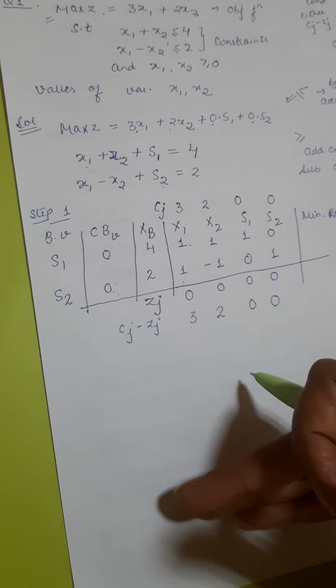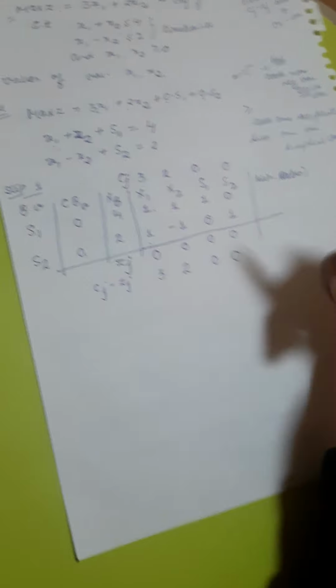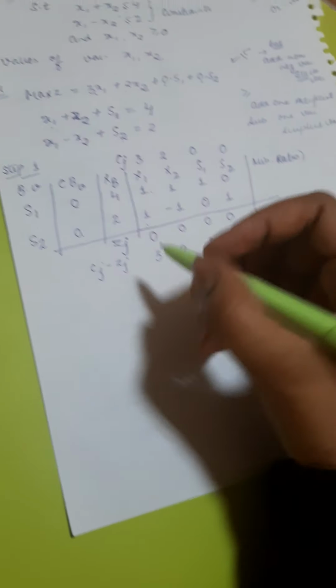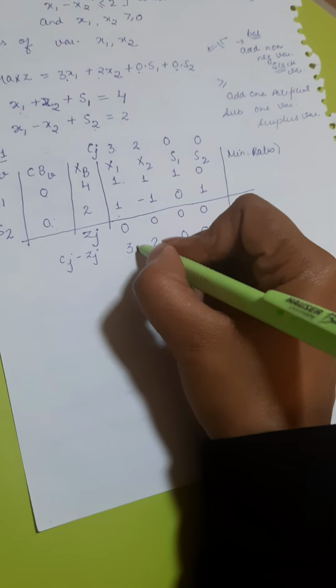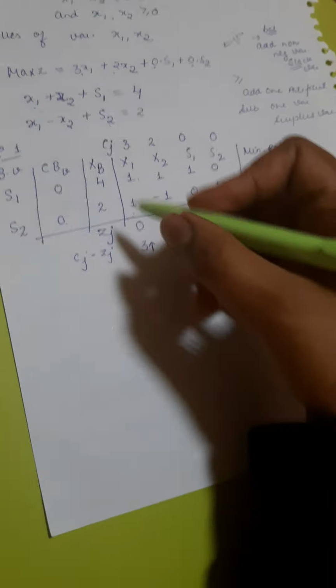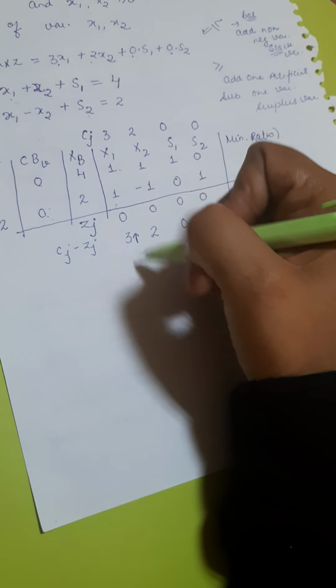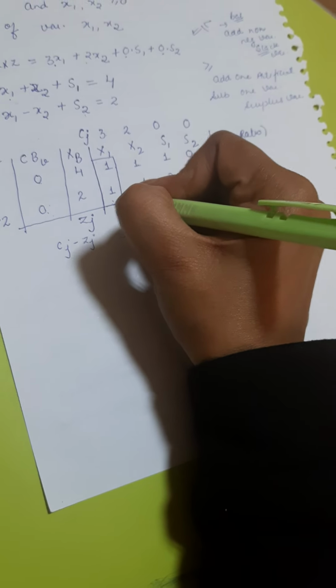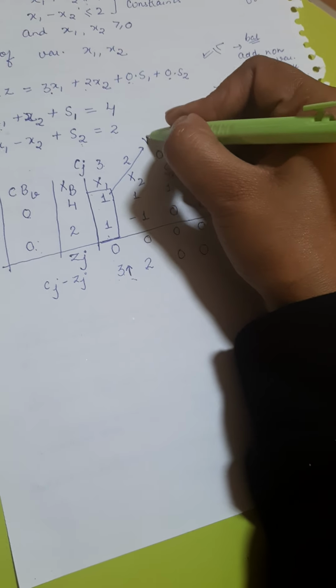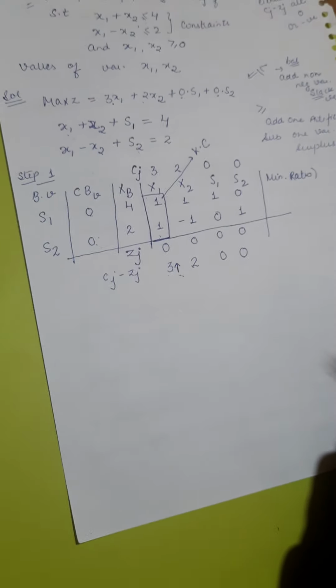Now since we didn't reach the optimal condition, we have to create another table. So how to create the other table? First of all, you have to check which is the maximum positive number in this. So this one is the maximum positive number. So this is the column in which we have the maximum positive number. So you have to mark this column, and this column is known as the key column, right?